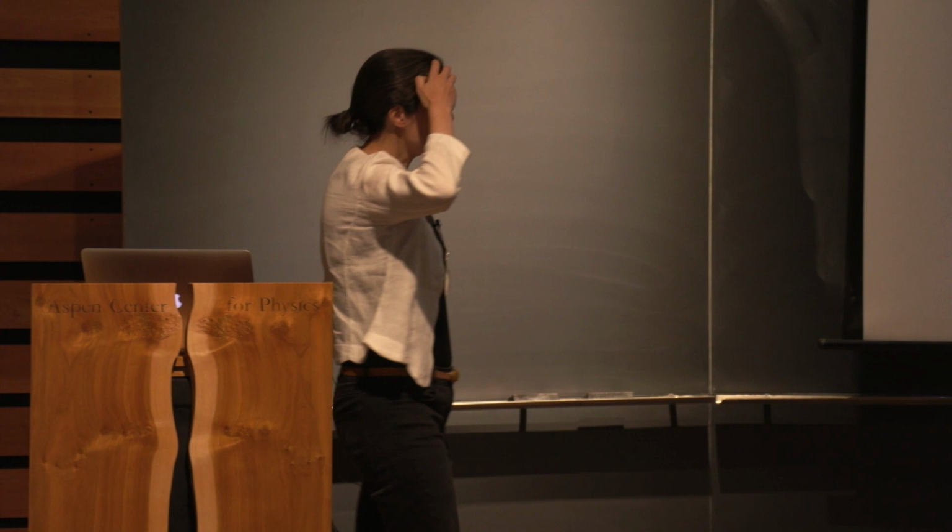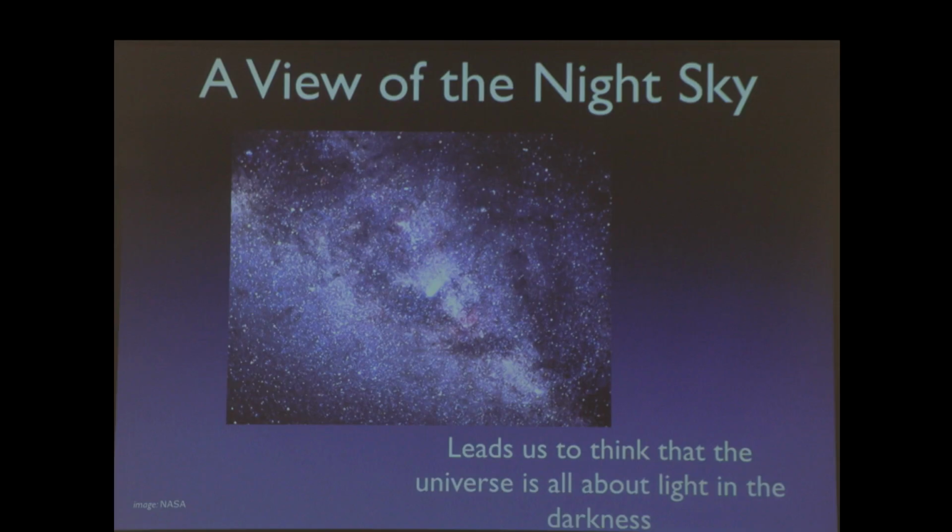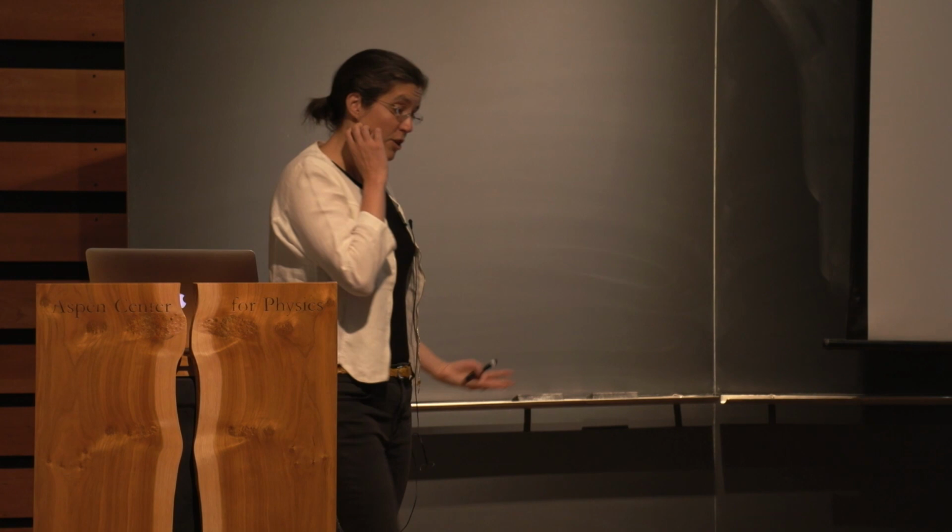So when you look up at the sky, especially if you go out in Utah or someplace where there's really little city light contamination, and you can even see the Milky Way galaxy, what's shown here, you get the impression that astronomy and astrophysics is really the study of light. It's all about the light that's emanating to us from very distant places in the universe. But we also know that appearances can be deceiving.